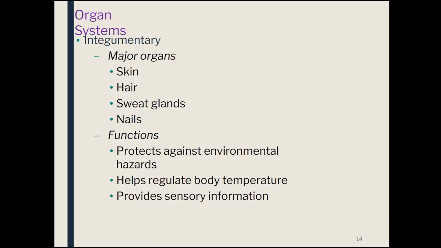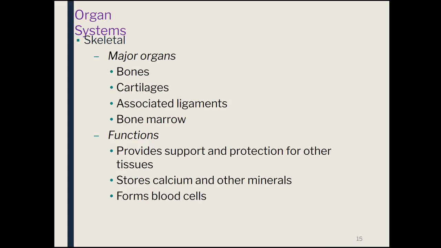And these are just the follow-up slides of what we just mentioned previously. The integumentary system: hair, skin, nails, sweat glands, helps us protect and regulate body temperature, provide sensory information. Skeletal, our structure, think bones, cartilage, ligaments connecting bone to bone. The bone marrow, which is providing us the formation of blood cells, helps to store calcium and other minerals for that structural and protection.